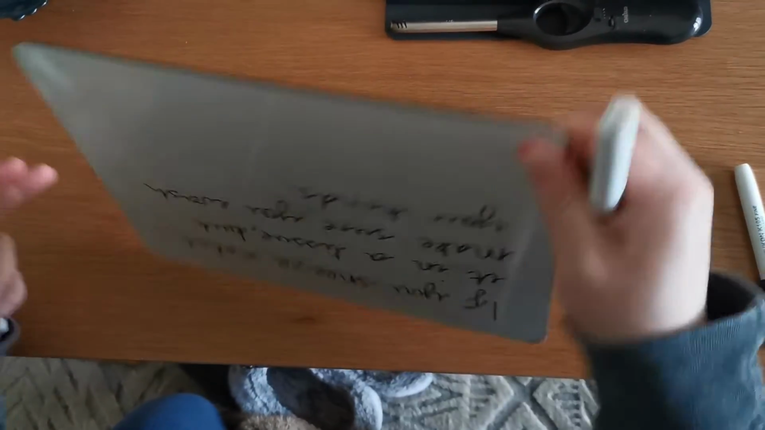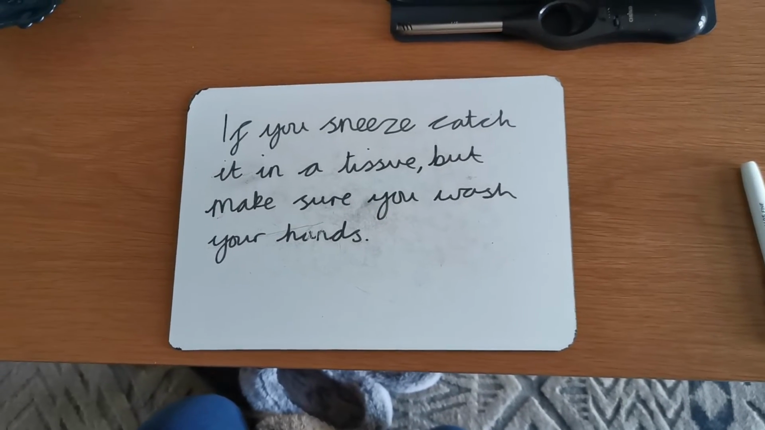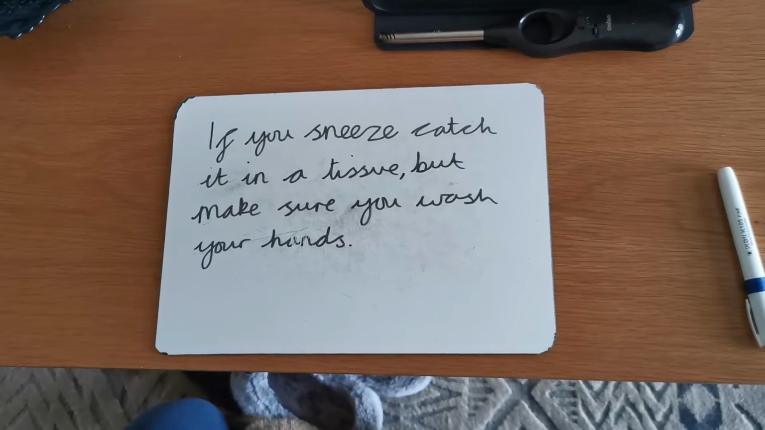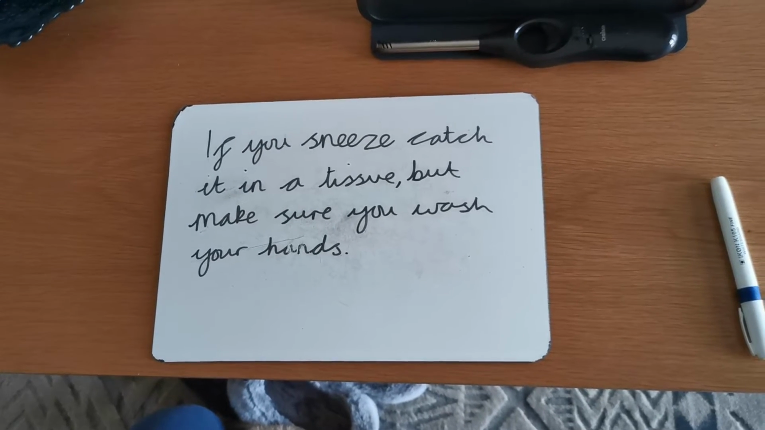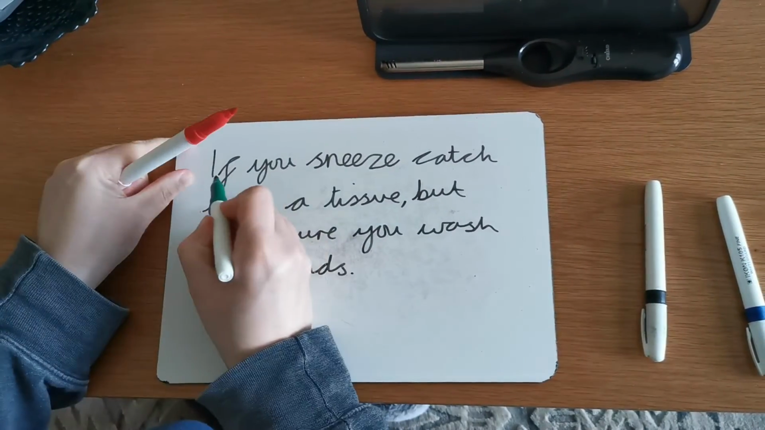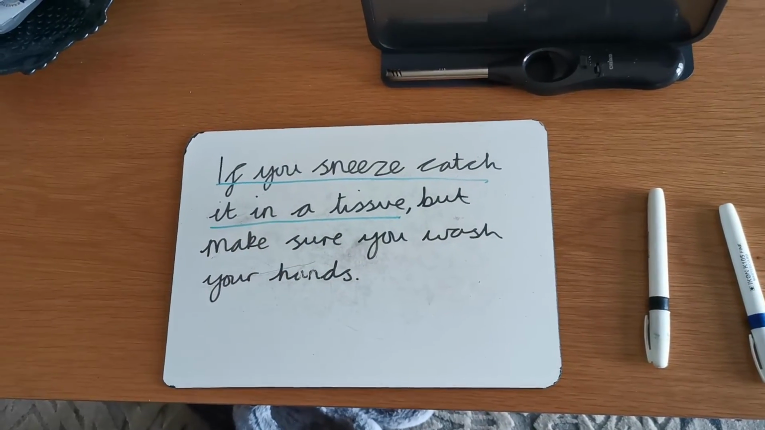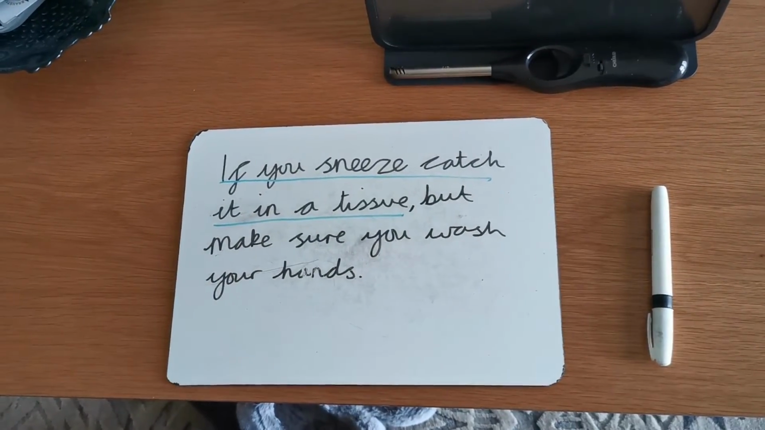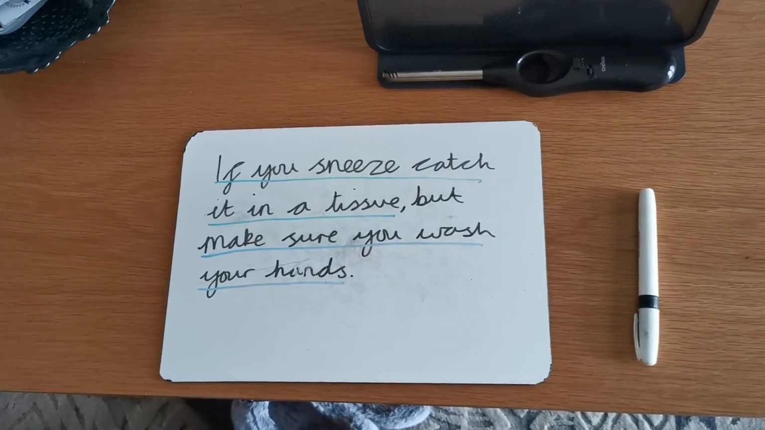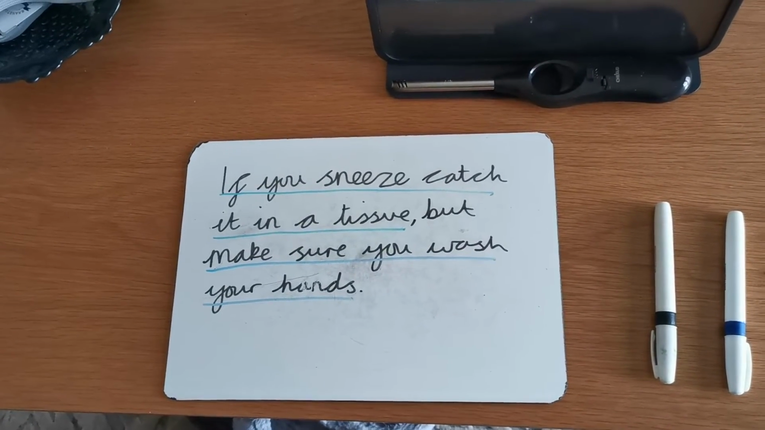Okay, let's have a look at another example. If you sneeze, catch it in a tissue, but make sure you wash your hands. Again, although these aren't two separate sentences, there are two independent clauses here. If you sneeze, catch it in a tissue. That makes sense on its own. And then the other one, make sure you wash your hands, also makes sense on its own. They're both independent clauses. So I can join these.